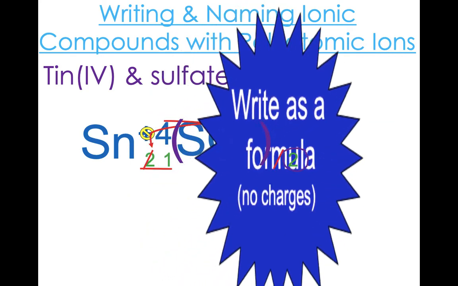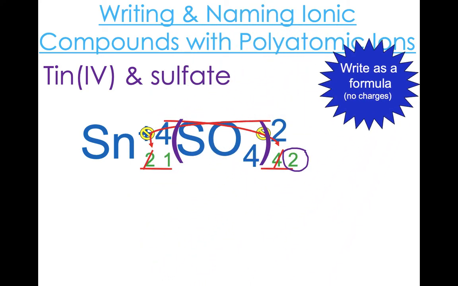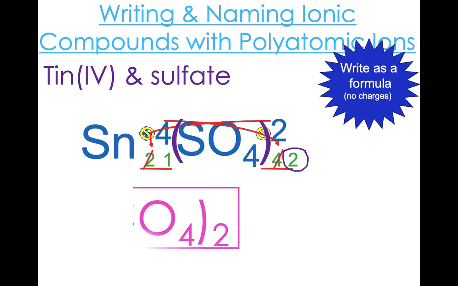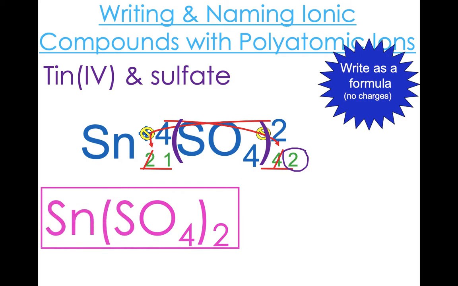So we're going to write it as a formula. Again, remember we don't put those charges in anymore. So it's going to be 1 tin, which is Sn, then parentheses, SO4, parenthesis, and a 2. We do not write ones.